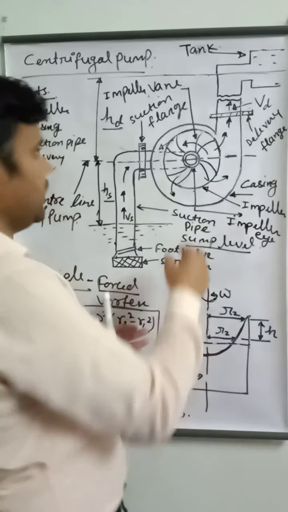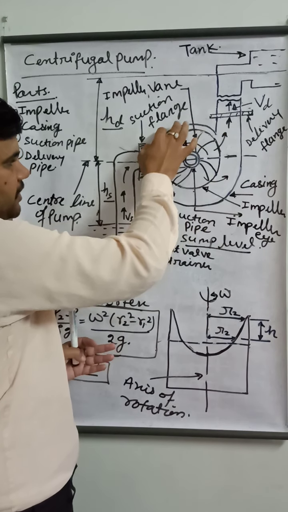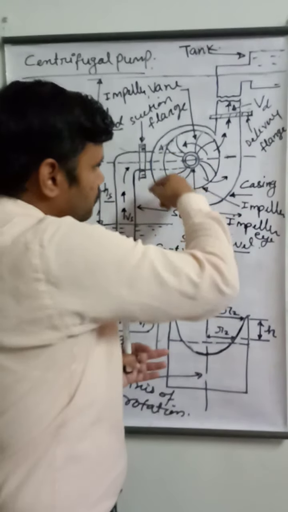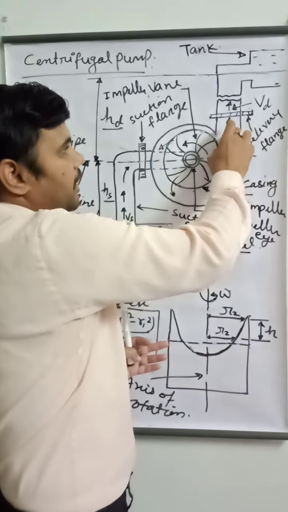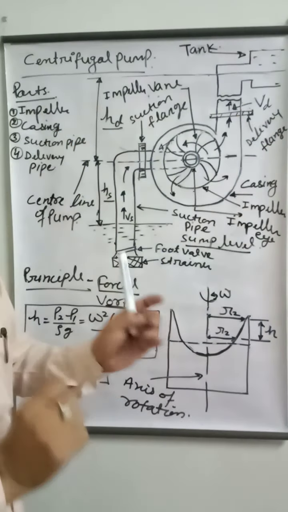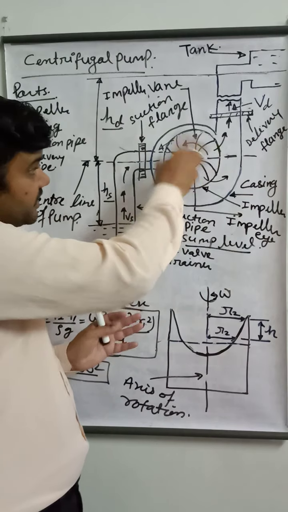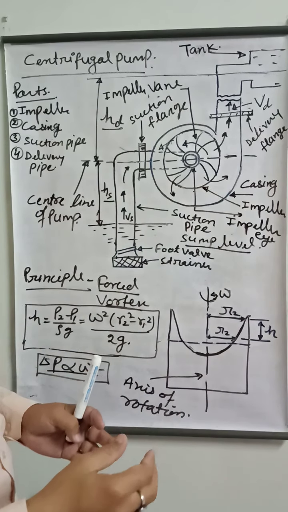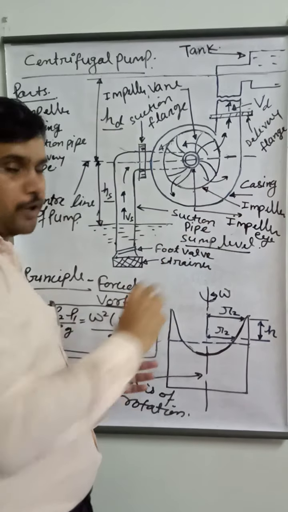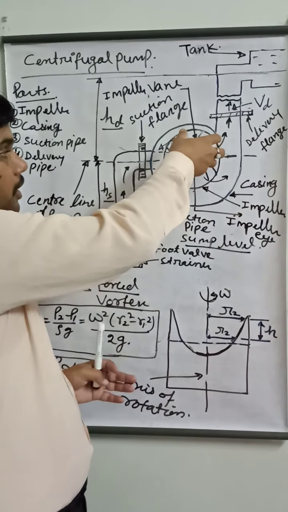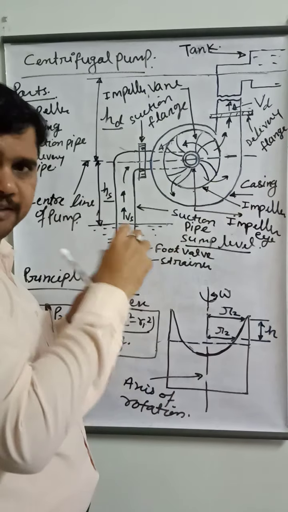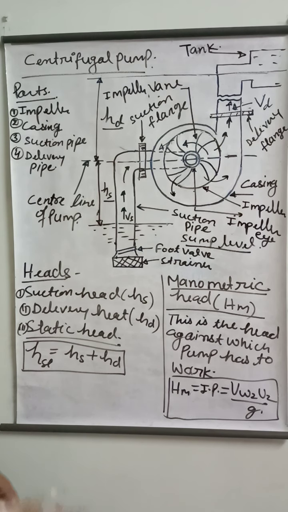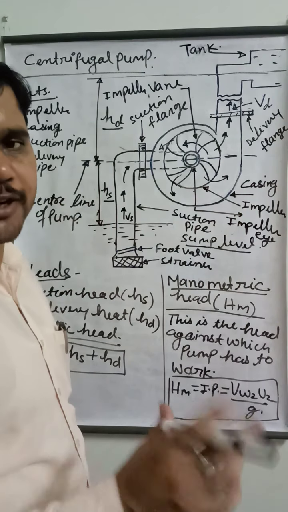Now what will happen? Again, the area of the casing increases gradually, so some kinetic energy will be converted into pressure energy again, and the liquid at higher pressure will be delivered to the delivery tank. So this is the basic concept. I will provide a video on the different types of casing, like scroll casing, volute casing, casing with vortex chamber, and casing with diffuser guide vanes for increasing the pressure. So this is the working concept of the centrifugal pump.